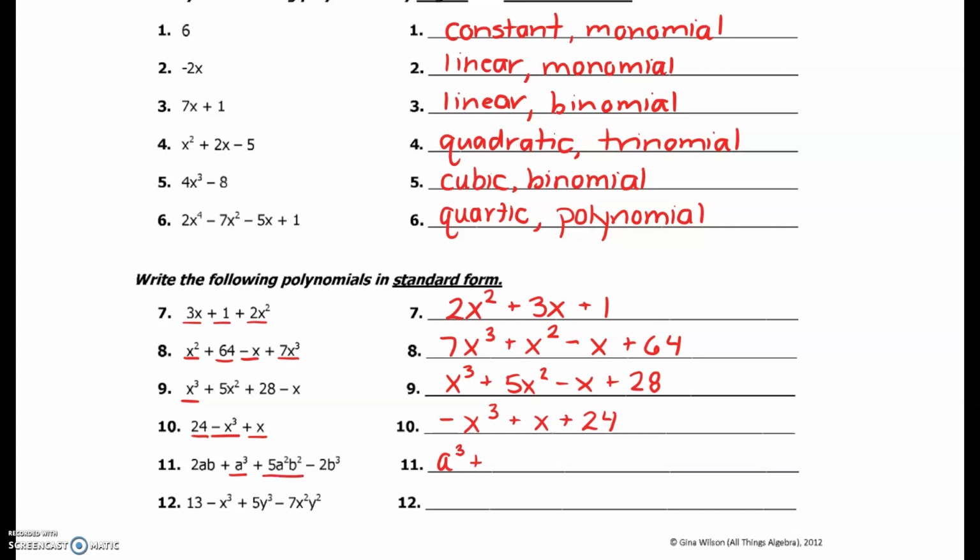Then we have an a squared. So this 5a squared b squared would come next. Then we have a 2ab. We still have an a, so that would still come after this. And then anything that just has a b will start at the end of the expression.